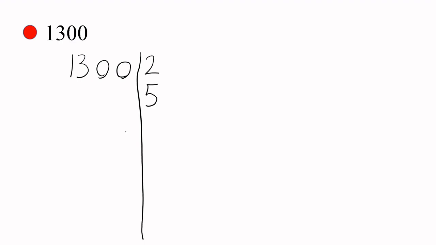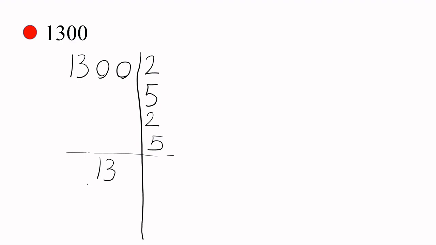I have 1300. I told you, if you have 0 in the last digit, you can write 2 and 5, then drop a 0. But here you have 2 zeros at the end, so I must write two 2's and two 5's. And then I am able to drop 2 zeros. 1 two and five for this 0 and 1 two and five for the next 0. So if I eliminate 2 zeros, I'm going to have 13.